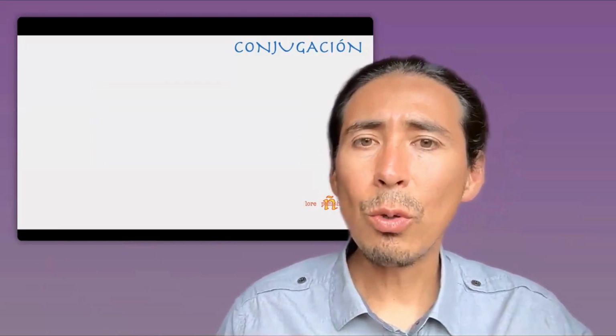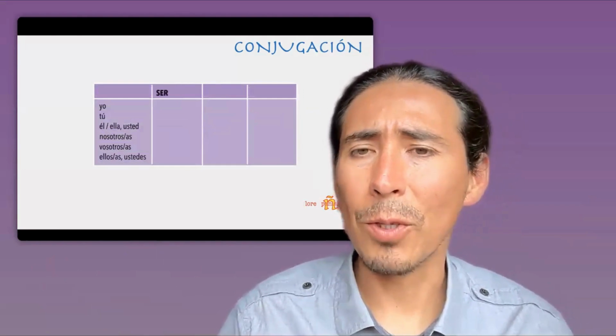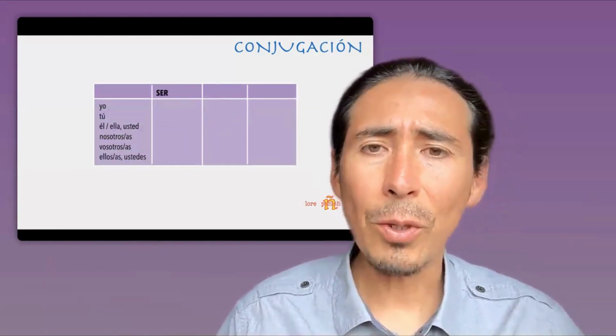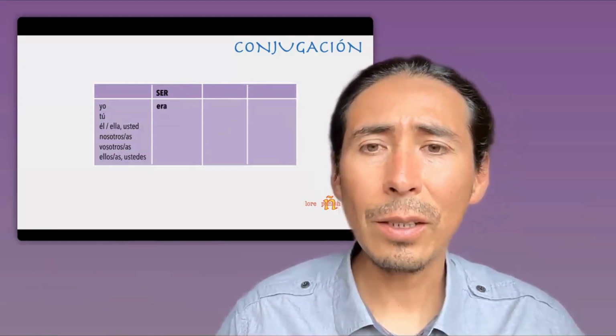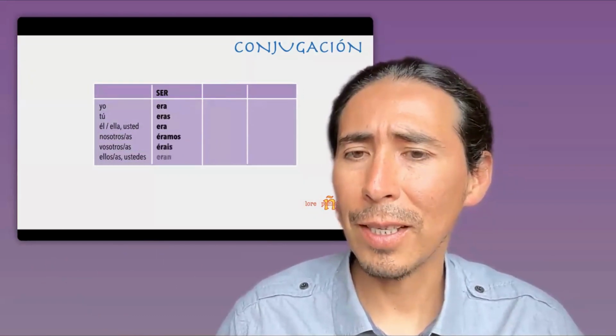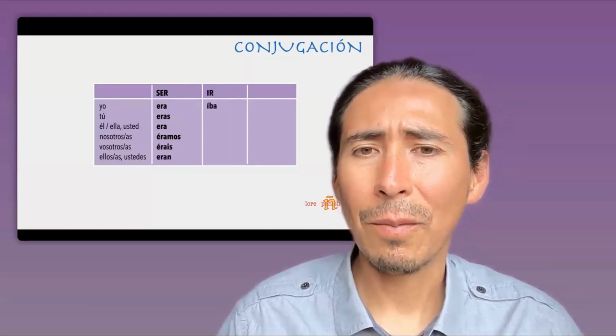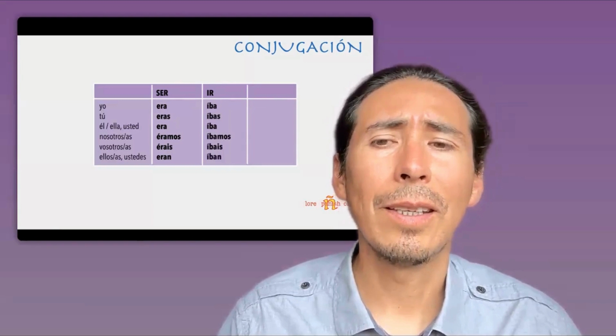Now, let's go to the irregular ones. Three irregular ones. Number one, verbo ser. Verbo ser is irregular in almost all tenses. Yo era, tú eras, él era, nosotros éramos, vosotros erais, ellos eran. Ir: iba, ibas, iba, íbamos, ibais, iban.